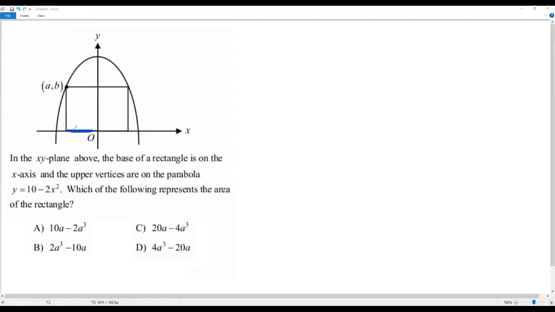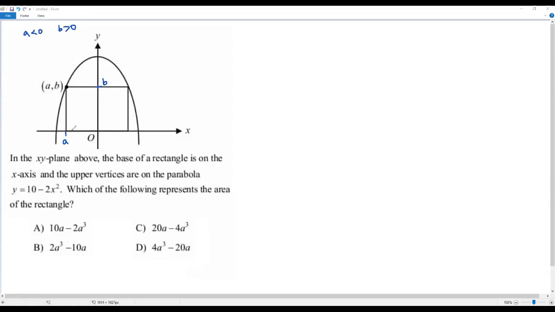Now to get the length of this line segment, let me consider the point (a, b). The x coordinate at this point is a, so the value on the x-axis here is a. The y coordinate is b, so the value on the y-axis here is b. The point (a, b) is in the second quadrant of this xy plane. In the second quadrant, the x coordinate will be negative and the y coordinate will be positive. That is, a will be a negative value and b will be a positive value. Clearly a is negative because it's on the negative side of the x-axis.